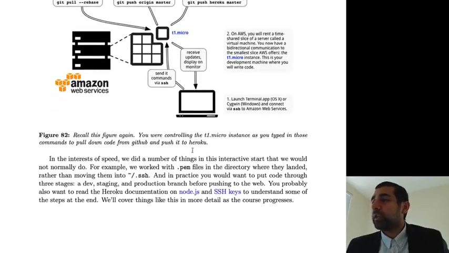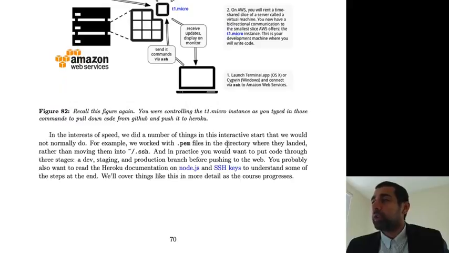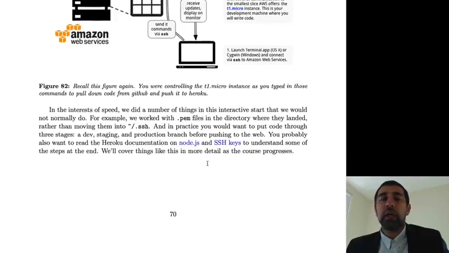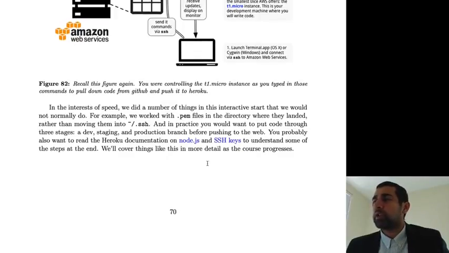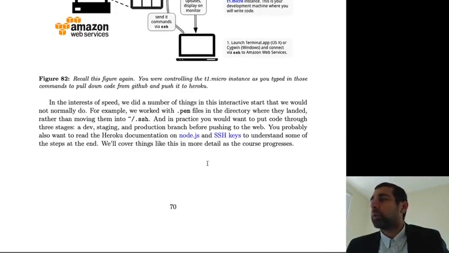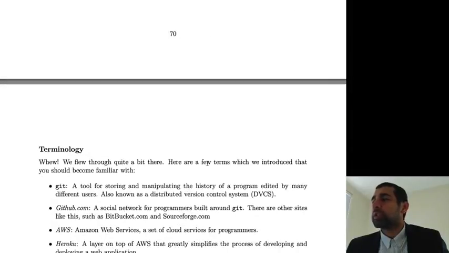In the interest of speed, we did a lot of things in this interactive start we would not normally do. For example, we worked with PEM files in the directory they landed rather than moving them to SSH. In practice, you'd want to put code through 3 stages, a dev, a staging, and a production branch before just pushing to live site. There's a lot of shortcuts we took just to make things simple. But we'll cover things like this in more detail as the course progresses.